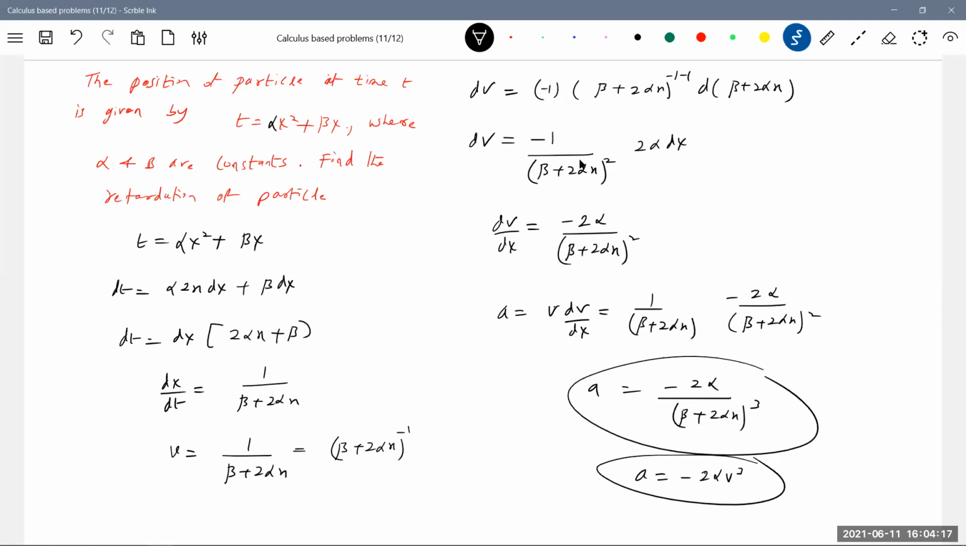Actually, we should not write that. If we are asked for acceleration as a function of speed, write it like this. This should be our answer. If you want, you can bring it in terms of speed also.